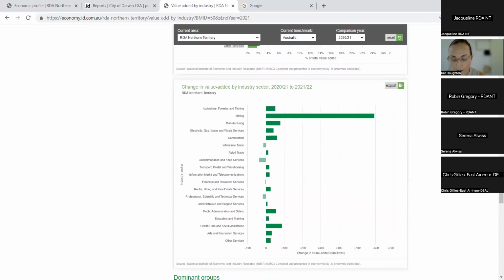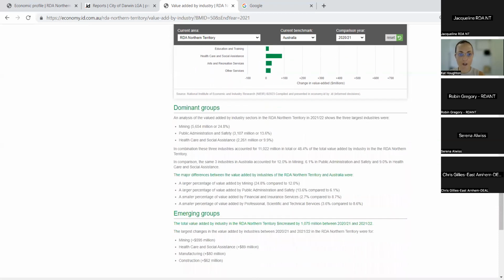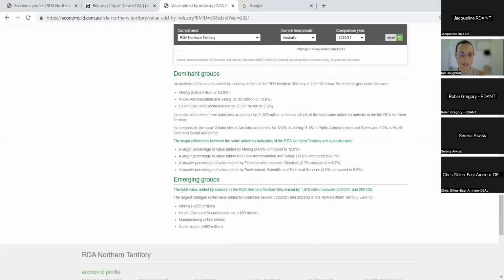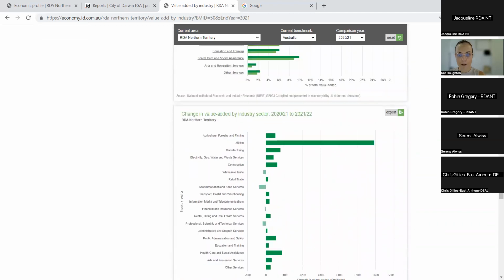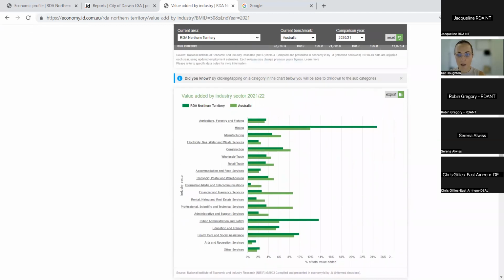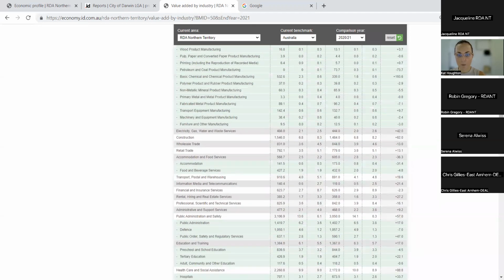When we come down here and we see our change, this is really nice. We can see small increments of change across the majority of our industries. It's our mining, however, that is driving that big change in terms of our value in our community, in terms of our GRP. And once again, you get that dominant and emerging group analysis, which is pretty much the types of things I'm talking to you about, all written there, so you can use that as part of any of the work that you're doing.